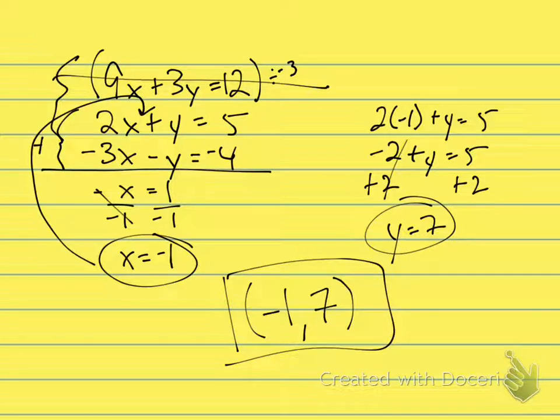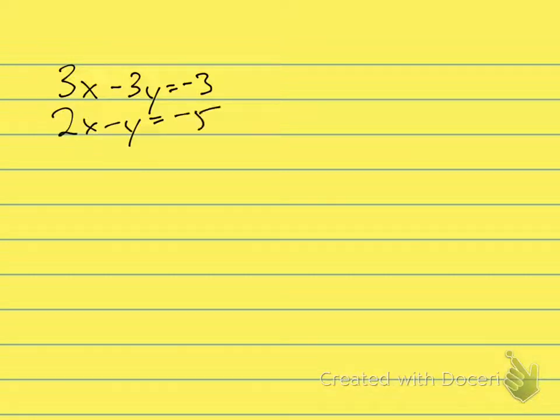All right, let's keep it moving. Let's jump down to number 5 in your PDF notes. 3x minus 3y equals negative 3. 2x minus y equals negative 5. So I'm not sure where your eyes are going, okay? My eyes are going right here.